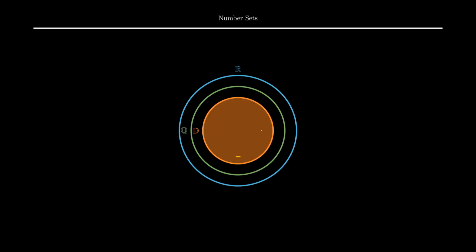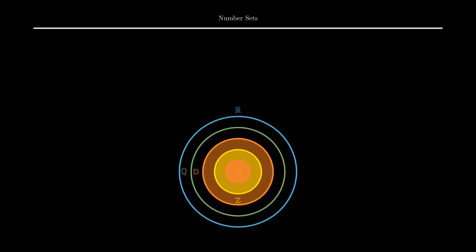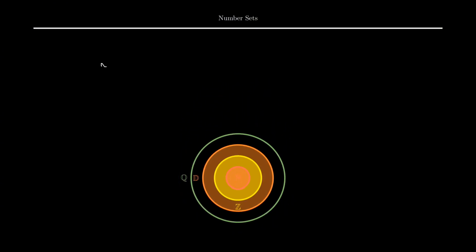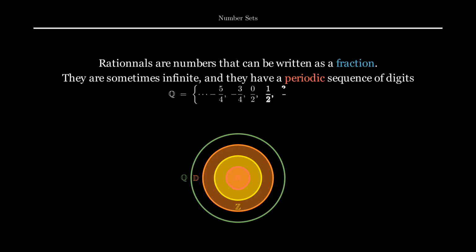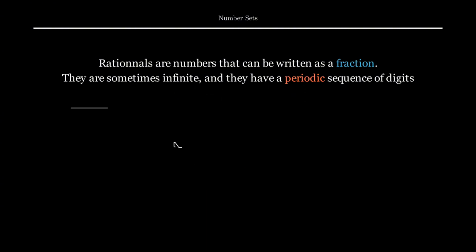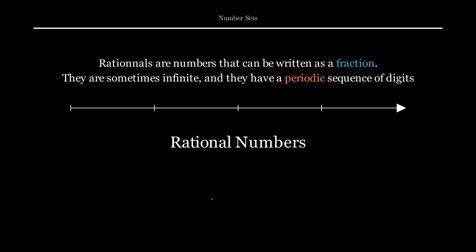As you're getting the hang of it, we are now going to talk about the Q set that contains all the rational numbers. Rational numbers are numbers that can be written as a fraction. They are sometimes infinite and they have a periodic sequence of digits if they produce a decimal number.